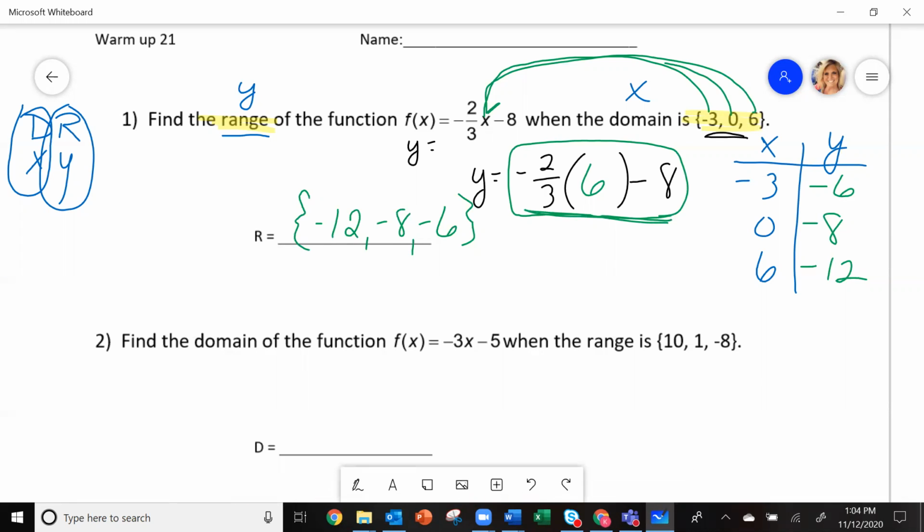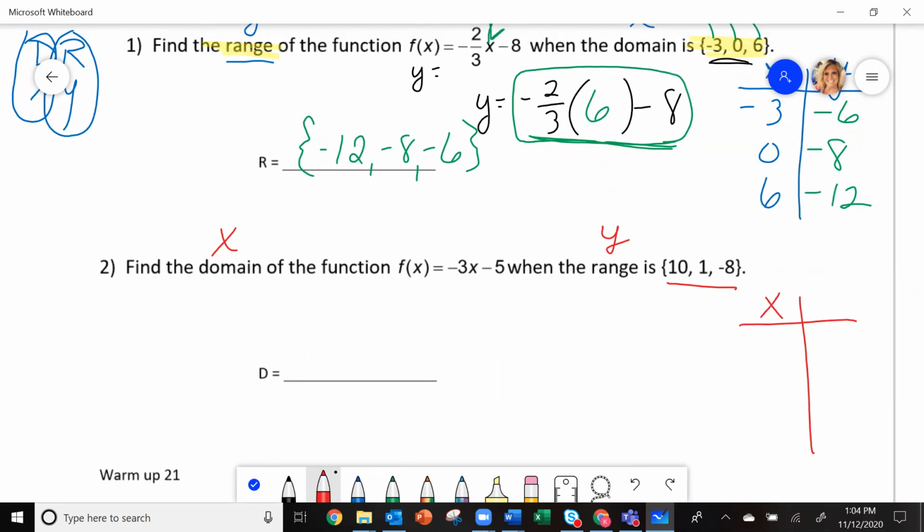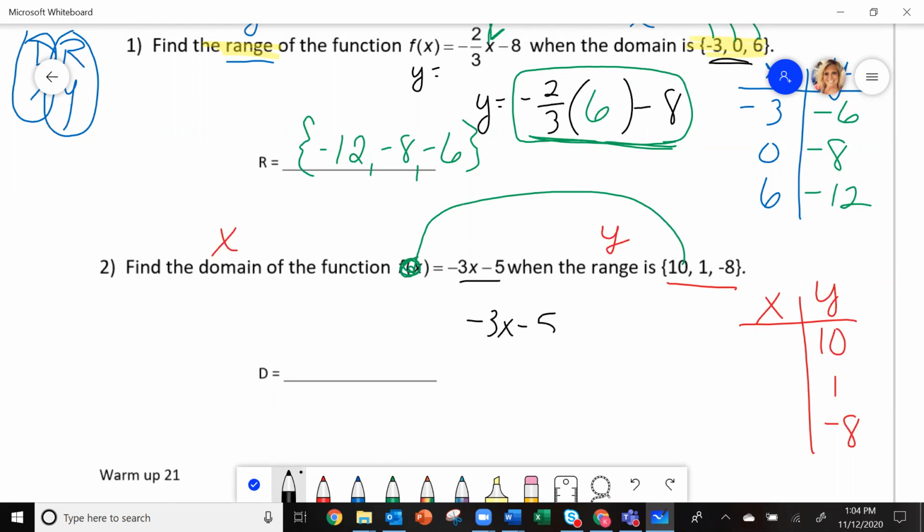So now on the next one, when I move this up, you have to be careful because this one will try to trick you. This time it says, what is the domain? What are the X numbers when the Y numbers are 10, 1, and -8? So I'm going to make my table and I'm going to put inside there 10, 1, and -8. This time, when you go to write your equation, you're putting your numbers in here for the Y, which f of X is the same as Y. So I'm going to write -3x minus 5.